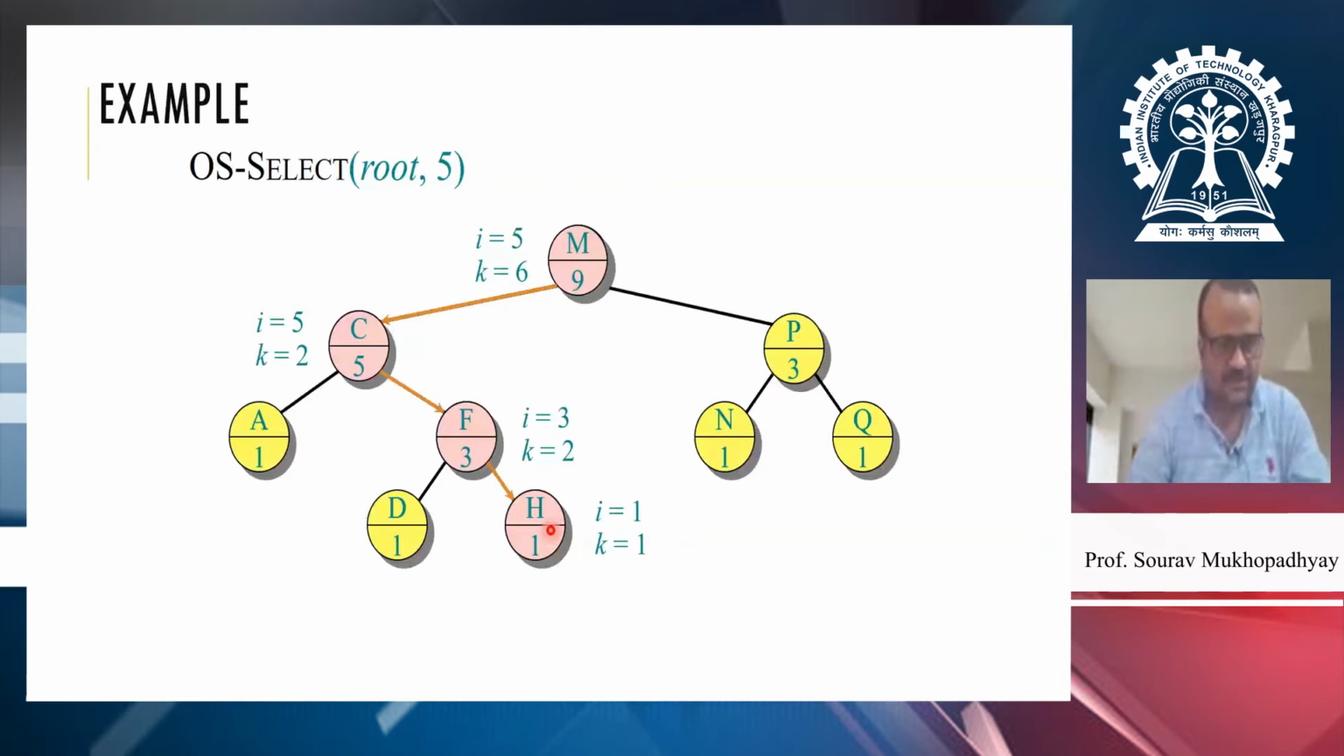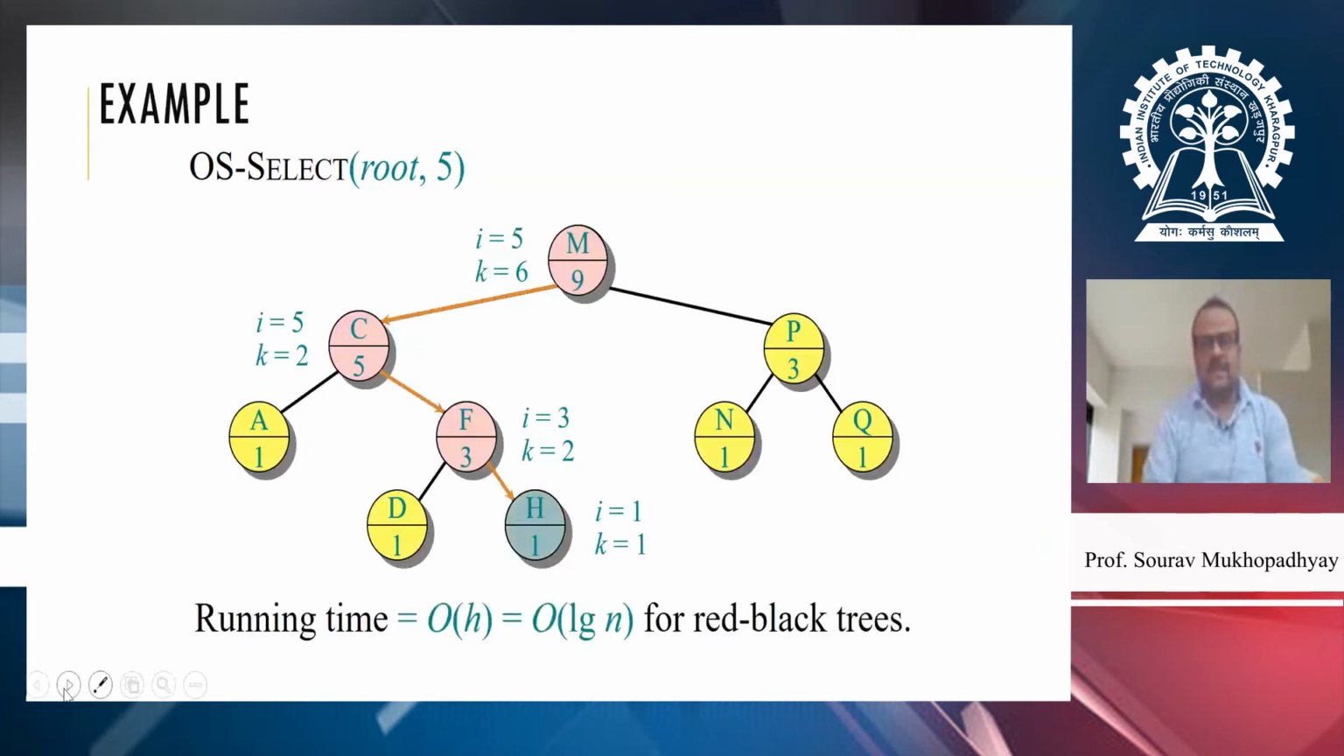Okay, so this is a simple example. Now what is the time complexity for this? If we maintain the red black tree, we know a red black tree is a guaranteed height balanced tree because the height is log n. So what time will this select code take? In the worst case it will go to the height of this tree. So it is an order log n time algorithm, this select. Okay.